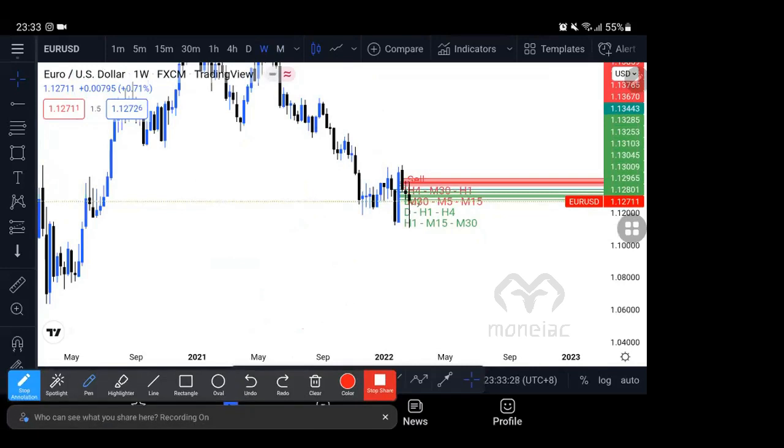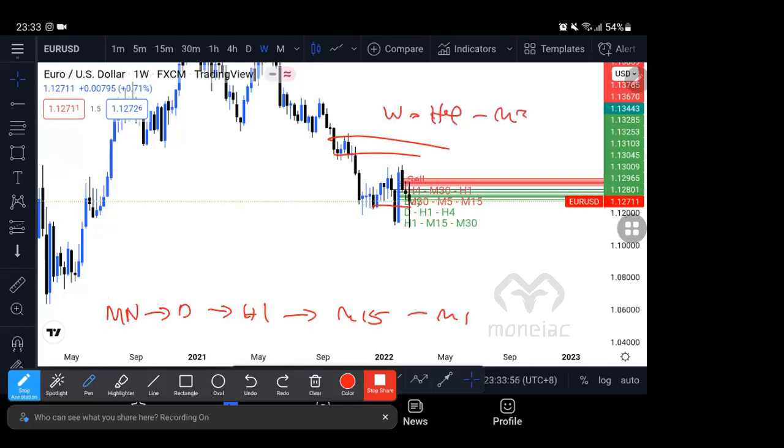Let's say we have over here, on the buying, if looking at the time frame order, we have monthly, daily, and until M1, right? So on the selling part, just repeat the same thing: weekly, H4, and so on.